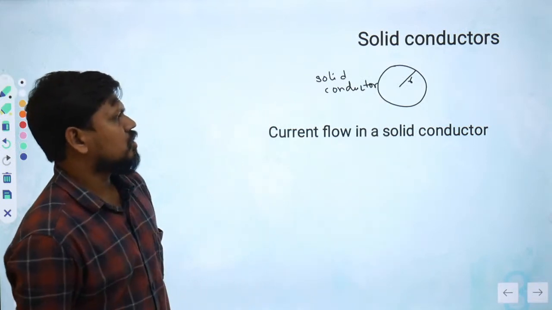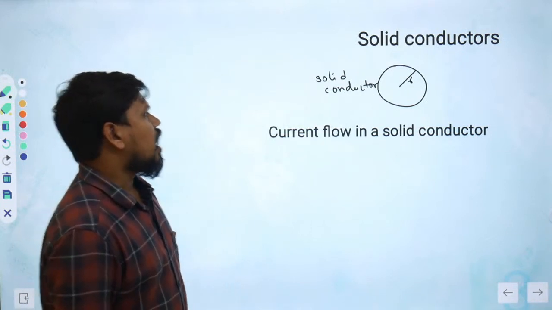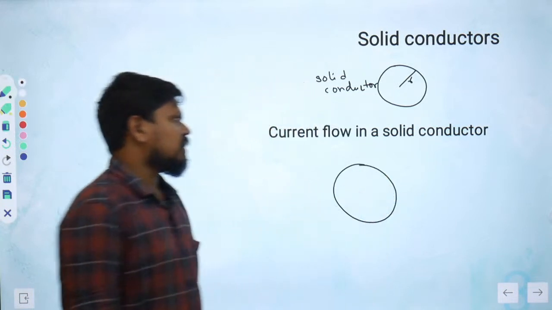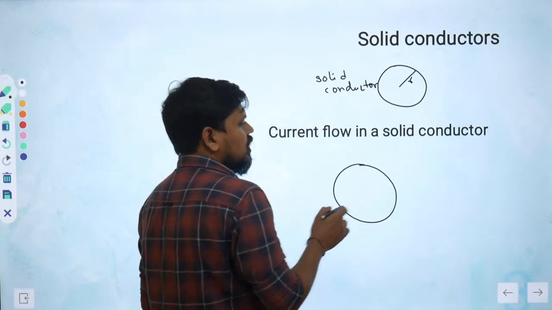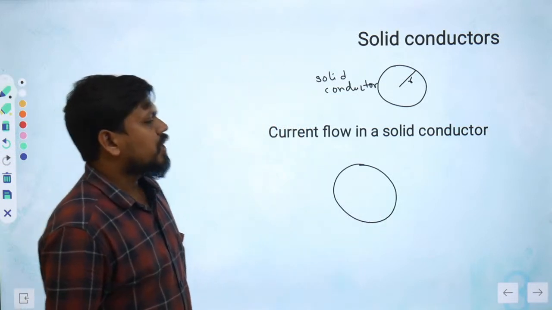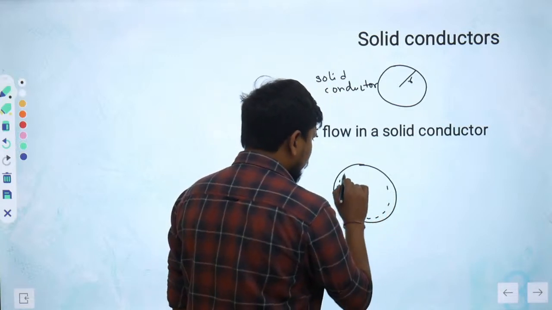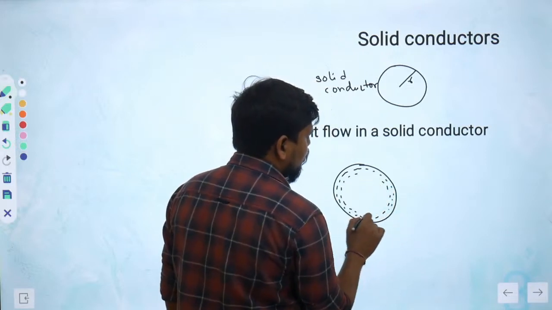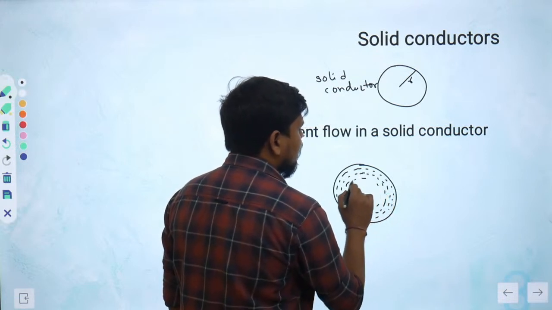So, current distribution in the solid conductor system. We need to understand that current distribution means how the current flows; we can understand the flux distribution also. If this is the solid conductor, then how will the current flow? At the middle there will generally not be any current flow. Why? Because of some effect. All the current will be flowing near the surface of the conductor.